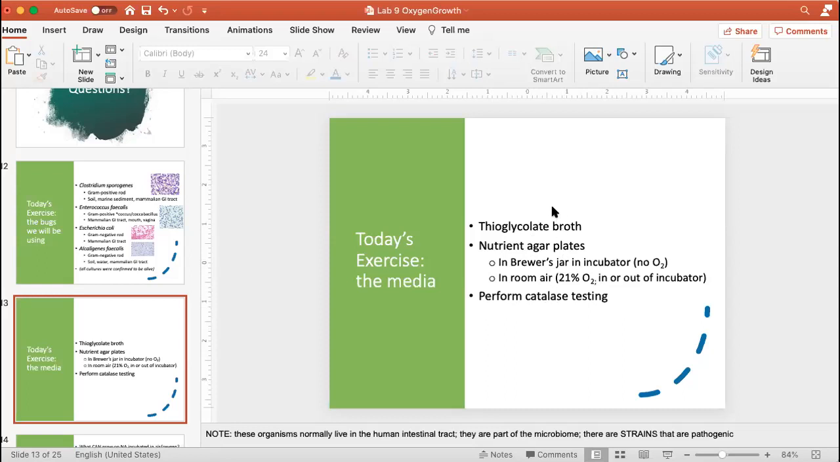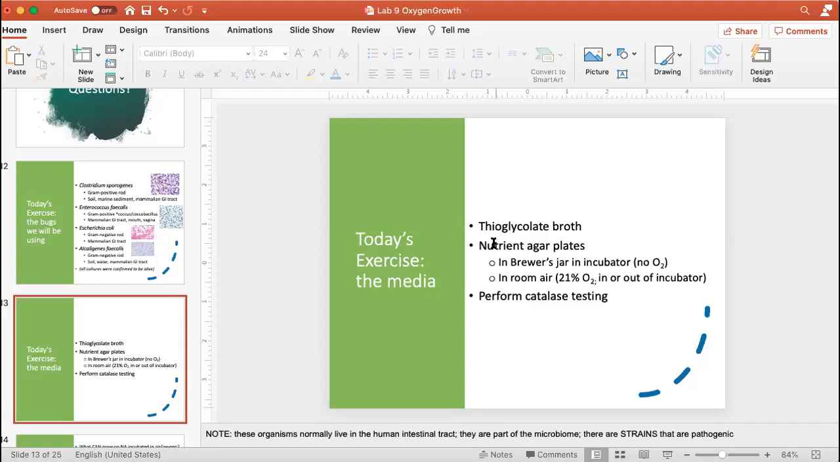Now, I chose nutrient agar. Remember, this is a basal media, and that tells us we know all of the ingredients that are in it, and it will grow almost anything as long as it's not fastidious, as long as it doesn't have very particular nutritional requirements. And none of our organisms fall into the fastidious group.